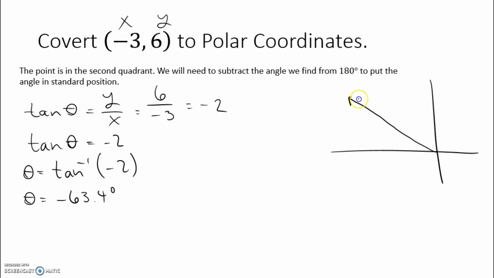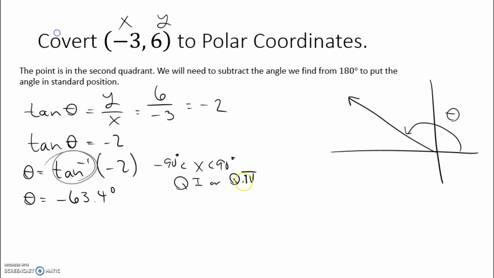So we'll be over here somewhere. This is the theta that we need to get. But remember, if we're looking for the inverse of tangent, then that's only going to give us angles between negative 90 and 90. Or really just angles that are in quadrant 1 or quadrant 4. Well, we're looking for an angle in quadrant 2. Okay, so this is where we have to be smarter than our calculator.